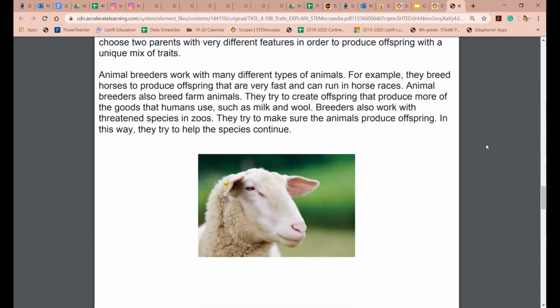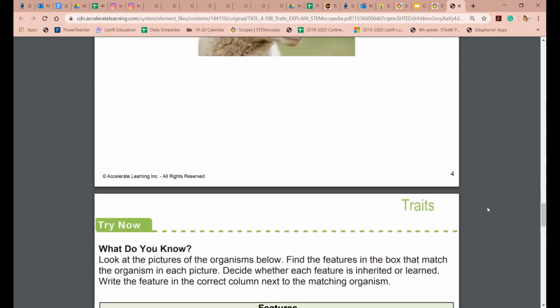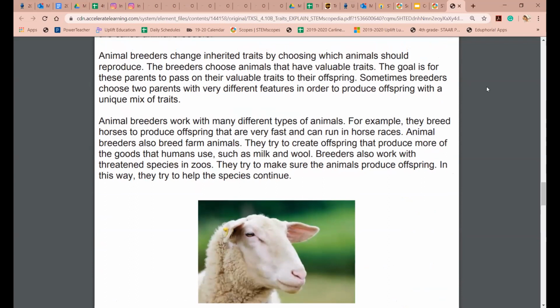Animal breeders work with many different types of animals. For example, they breed horses to produce offspring that can run really fast. They breed farm animals to produce offspring that produce more of the goods that humans use, like milk and wool. And like I already mentioned, they also work with threatened or endangered species in zoos. They try to help those animals produce offspring so that the species can continue and not go extinct. Okay, and that's it for that today.